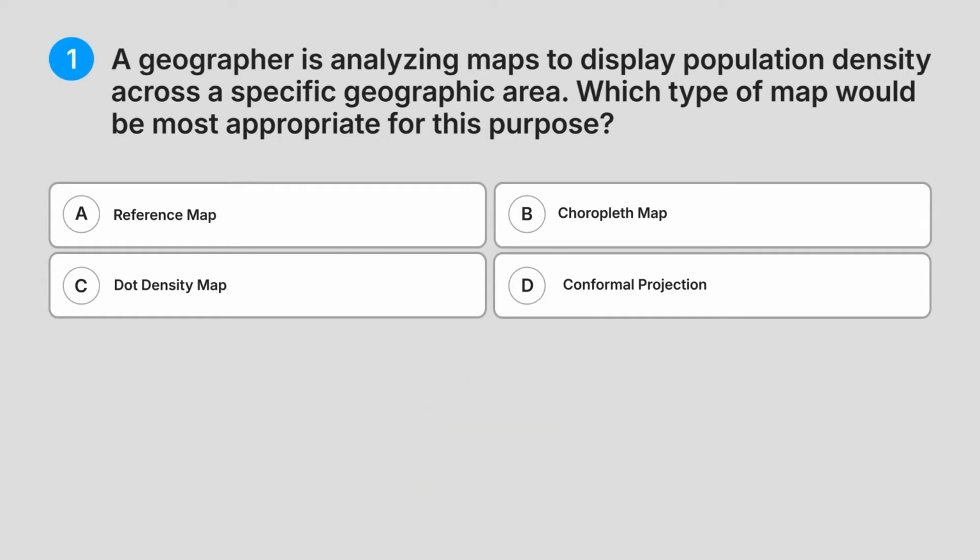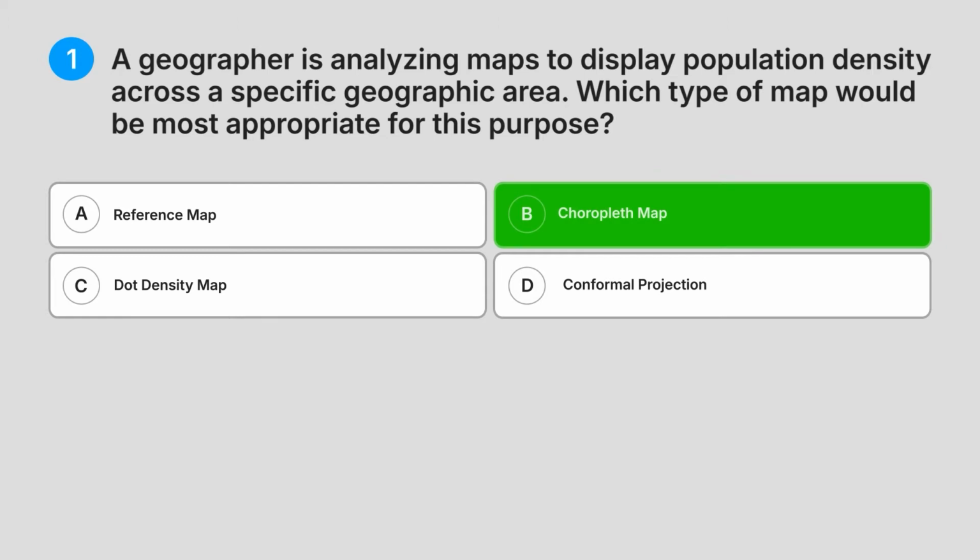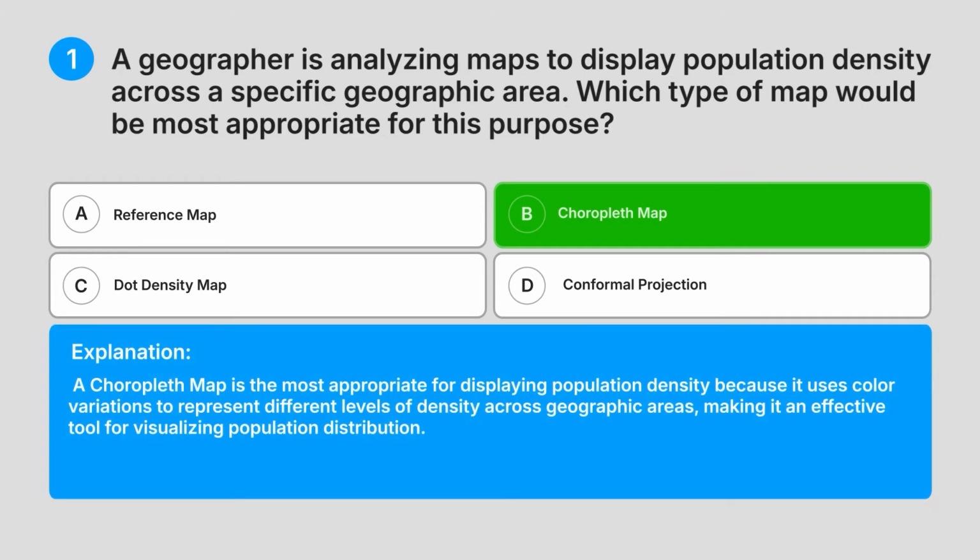Correct answer. B. Choropleth map. Explanation. A choropleth map is the most appropriate for displaying population density because it uses color variations to represent different levels of density across geographic areas, making it an effective tool for visualizing population distribution.